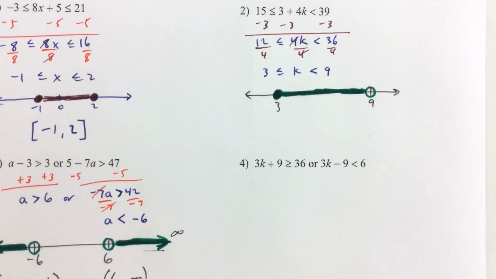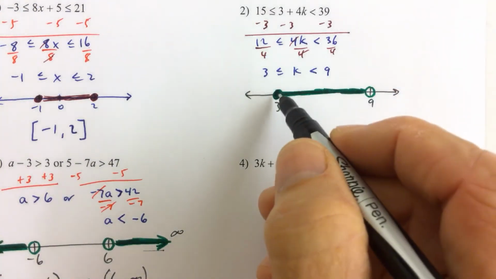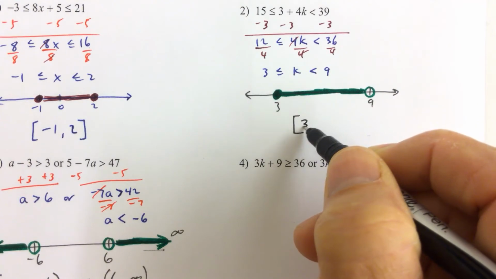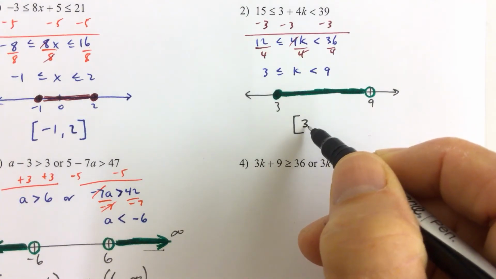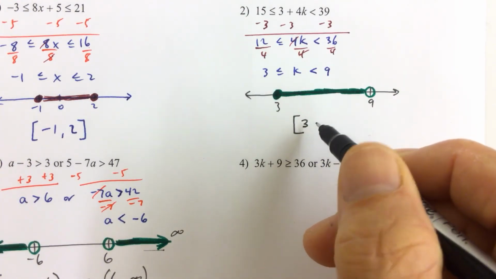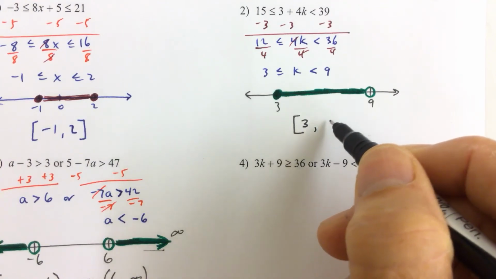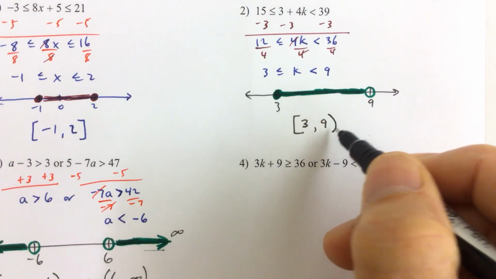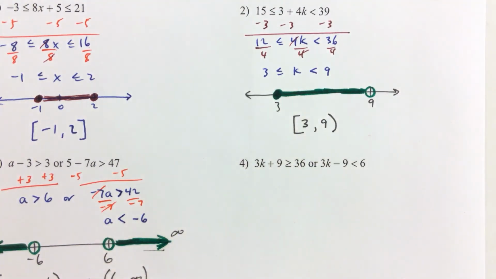And let's go back to number 2. Number 2, we had all the real numbers between 3 and 9. So we start the interval on the far left side. Intervals are always starting from the far left. All the way to, so all the real numbers between 3 and 9, not including 9, but including 3. So there you go.